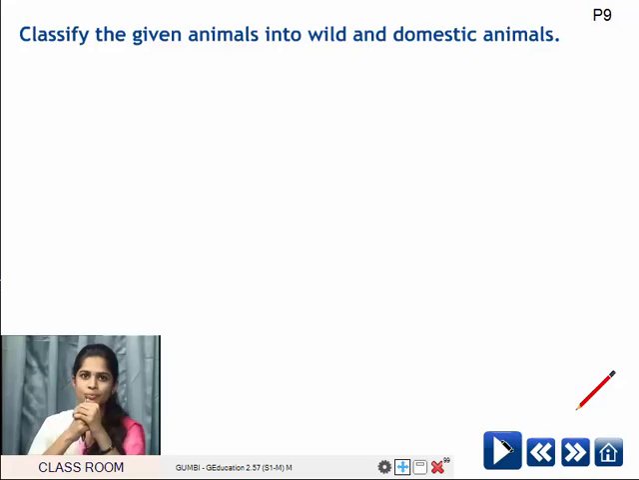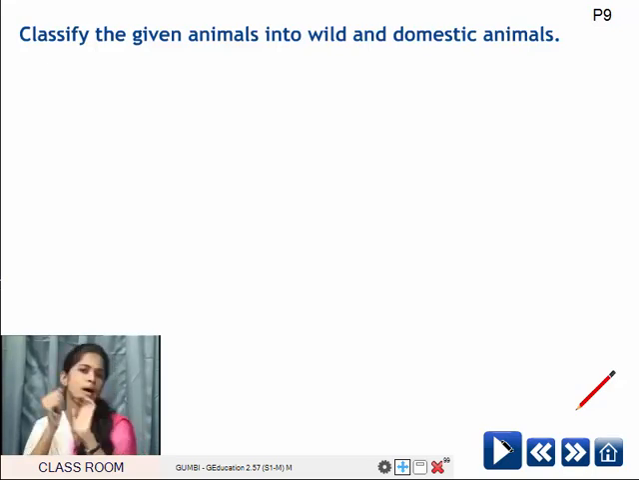So now our next activity. We'll do one more activity. It is regarding the domestic and wild animals. So what is this domestic animal? The animals which will be around us are called domestic animals and the animals which live in the forest are called wild animals. So now here I'll give you one example.